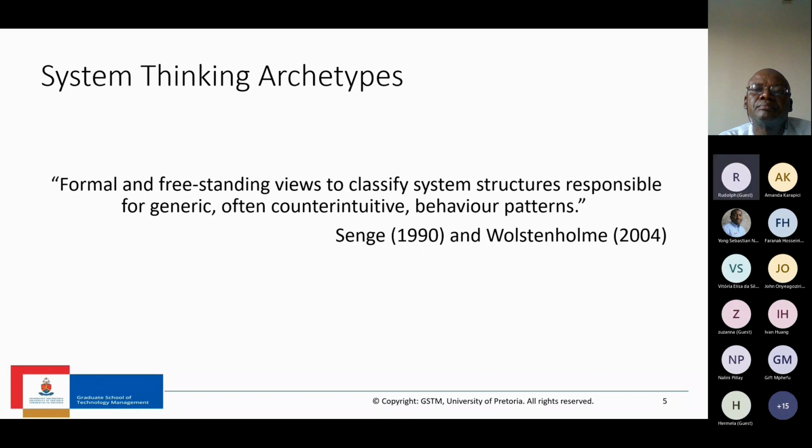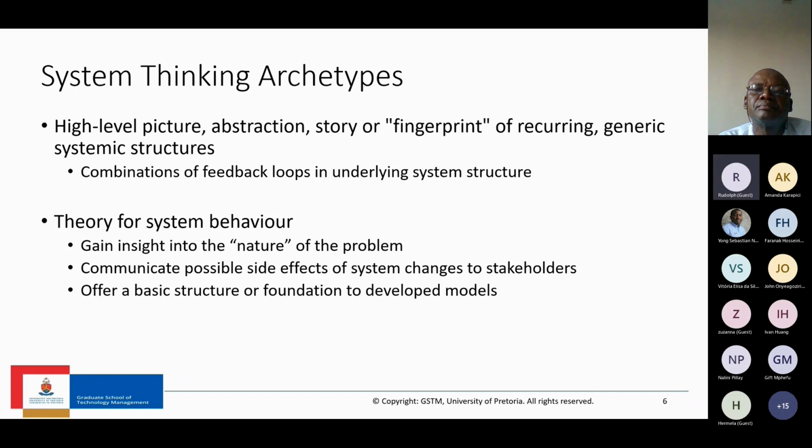So therefore, Senge and Wolstenholme defined it for systems thinking specifically as the formal and freestanding views to classify system structures responsible for the generic, and often counterintuitive, patterns of behavior that you can observe. So in essence, to summarize the previous few pages, the system archetype is a high-level picture, an abstraction, a high-level story or a fingerprint of what you observe of the recurring generic or systemic structures, which often consist of combinations of feedback loops that form the underlying structure of the system that you want to investigate.